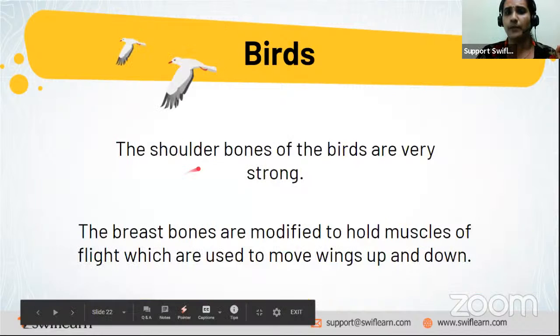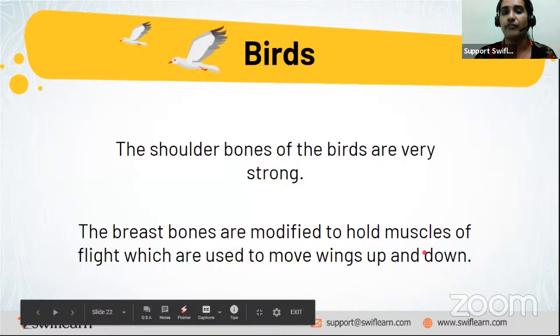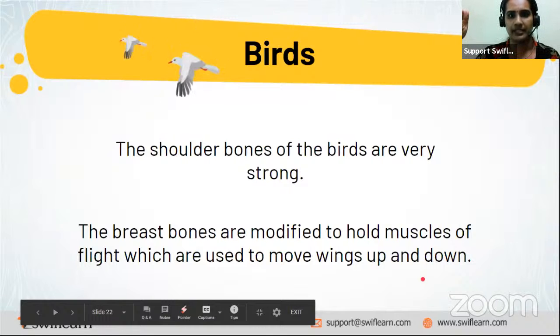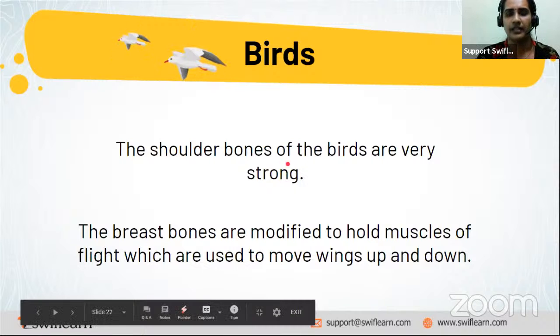The shoulder bones of the birds are very strong because they are flying, no, they are putting in effort. The breastbones are modified to hold muscles of flight, which are used to move wings up and down. You can see how the bird is moving up and down. Yes, it is up. Now it is coming down. In the figure itself, you can see it is coming down. Now it is up. It is down.